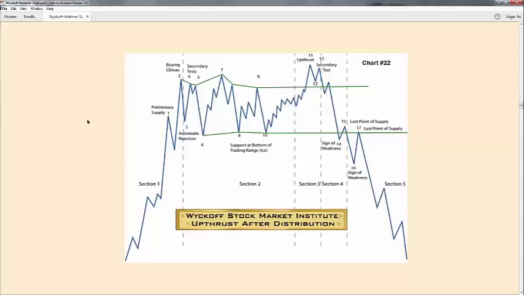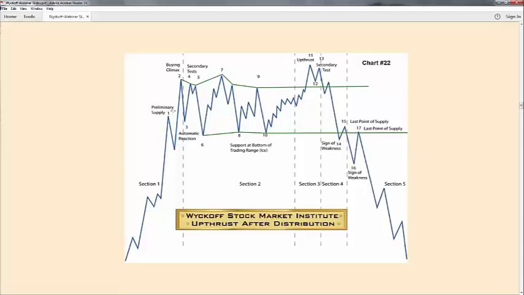The selling can be seen on the chart as both preliminary supply and a buying climax. The buying climax right here completes section one on the distribution chart. Often these events are preceded by a sharp advance as the stock moves into a significant overbought position relative to its upward trend channel. In layman's terms, the market goes crazy on a rally, and this phenomenon is known as whooping it up.